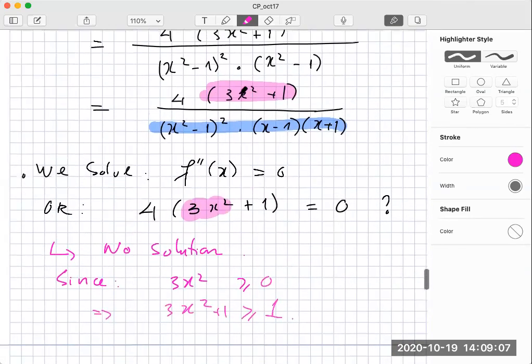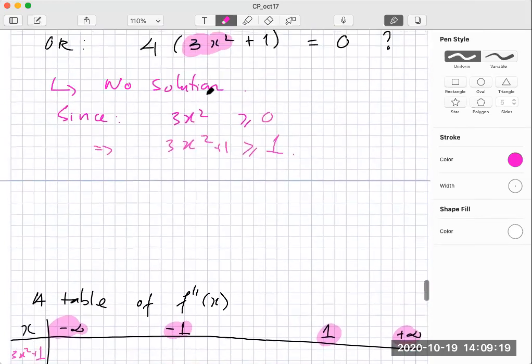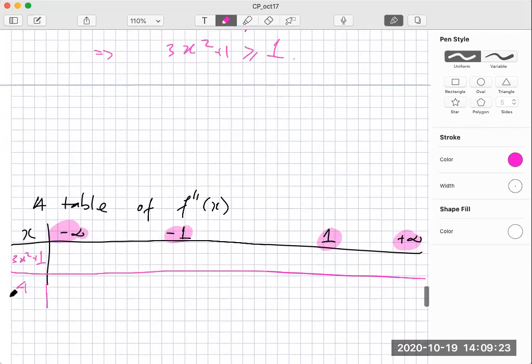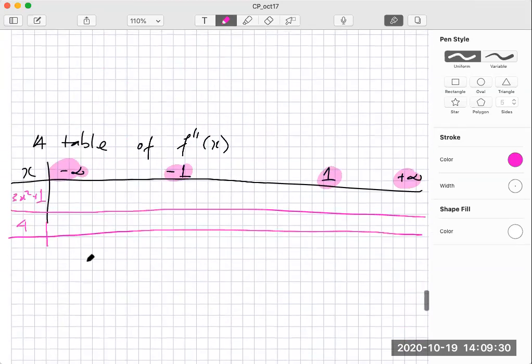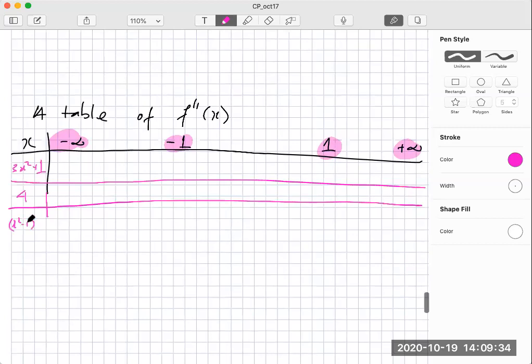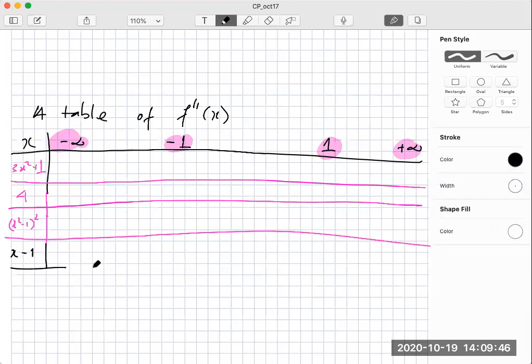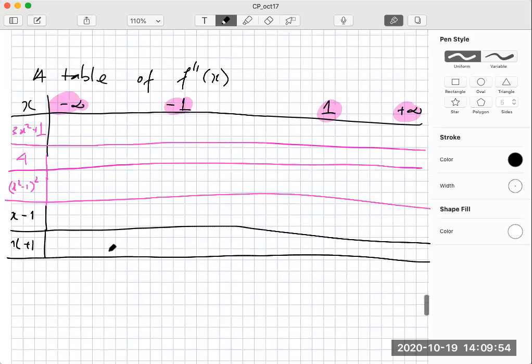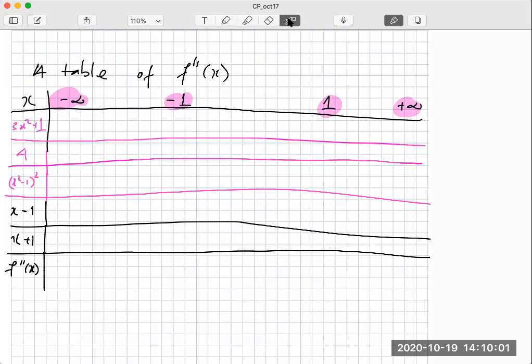So let us consider here 3x squared plus 1. It is the numerator. And here the number 4. And in the denominator, we have x squared minus 1 and then square. And x minus 1 in the denominator. And x plus 1 in the denominator. And finally, the second derivative function. Okay? These are all things we need to care about.